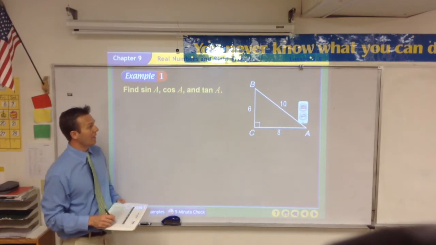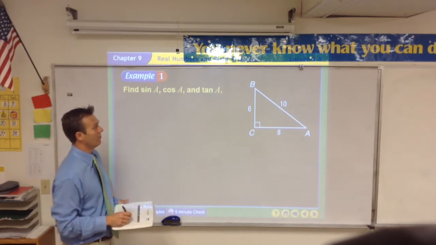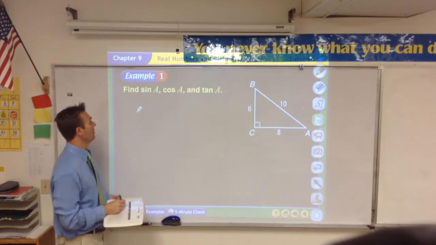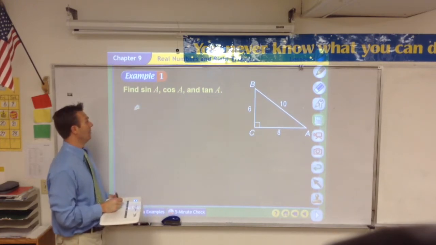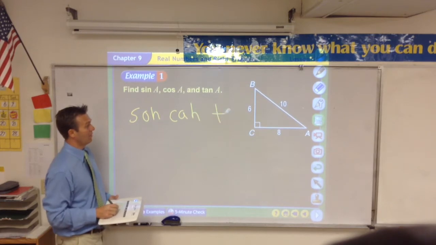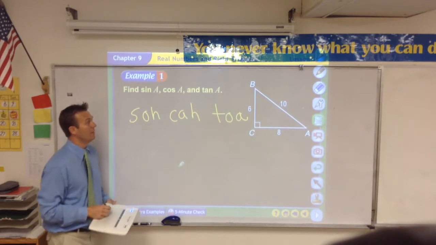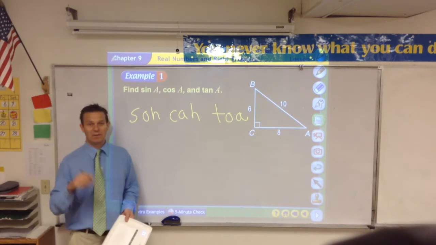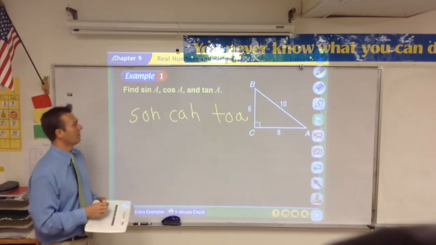Well, before you can do that, you have to understand a few things. There are some formulas to remember. And the formula that you remember is this. If you can remember this, so, ca, and I'll write it down right now, and then I'll explain to you what this all means, and toa. Okay? So, soh cah toa. Write that down, memorize it, learn it, love it, okay?